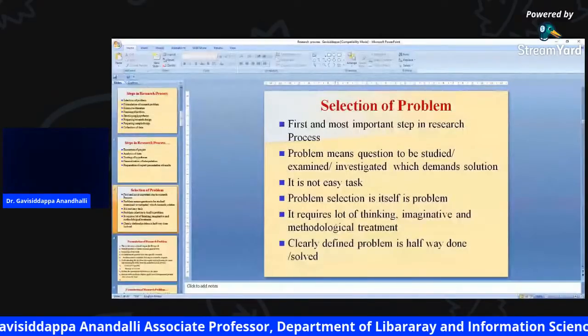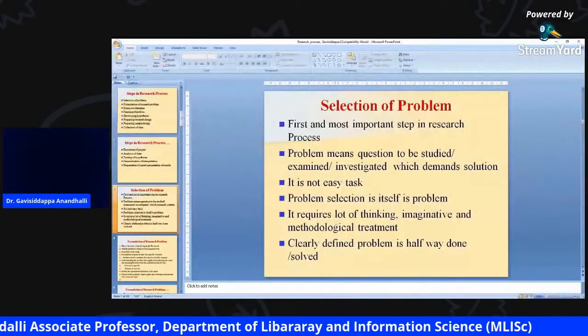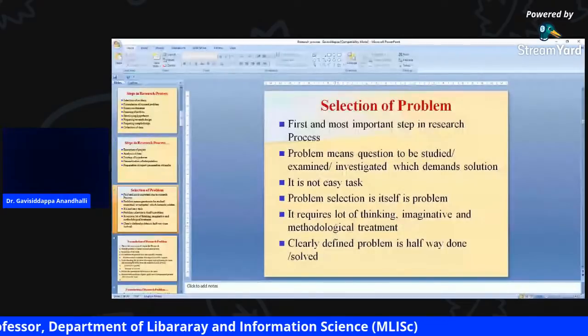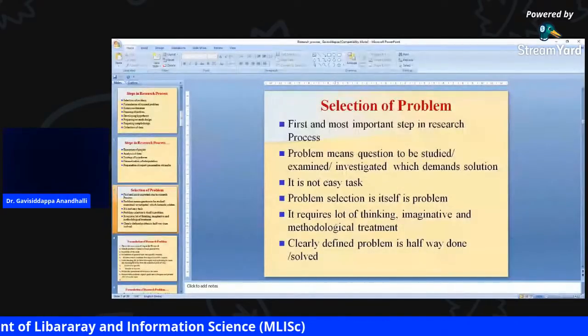It is not so easy task. Okay, research, it is a very Herculean task that is involved.